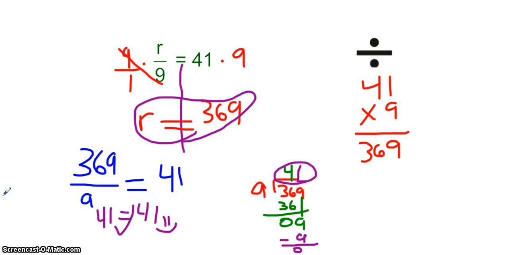When we undo the division by multiplication, we multiply by 9 on both sides. 41 times 9 is 369. Then when we substitute 369 in for r, we do 369 divided by 9, which results in 41. Therefore, 41 is equivalent to 41. Yay! So r must be equivalent to 369.